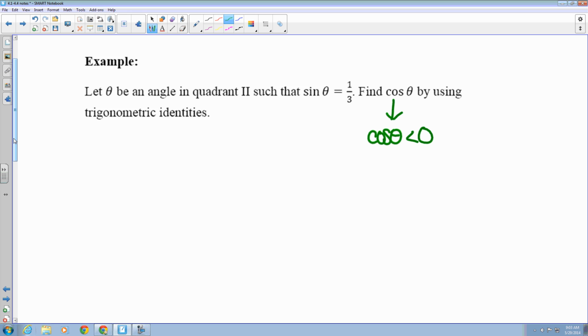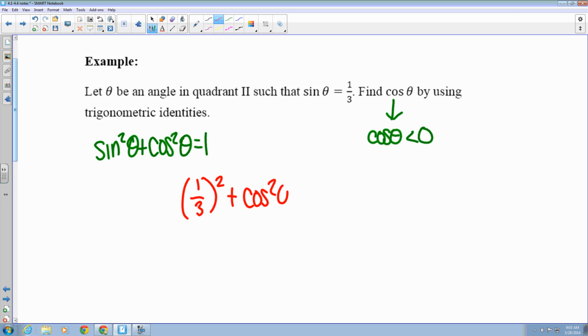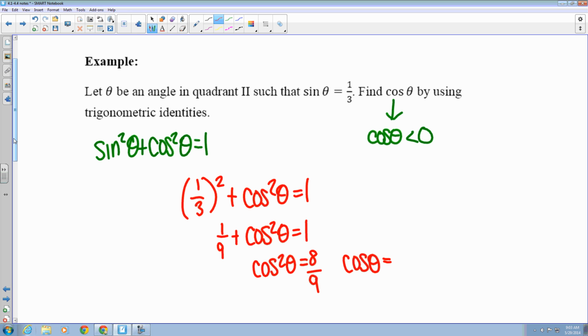So my trig identity, we have to think back to a couple sections ago when we used the sine squared plus cosine squared equals 1 identity, the one that we're going to use a lot. So I know sine is 1/3. Trying to find cosine. Just algebra my way through this. Two times the square root of 2 over 3, and I know it's going to be negative because it's in quadrant 2.